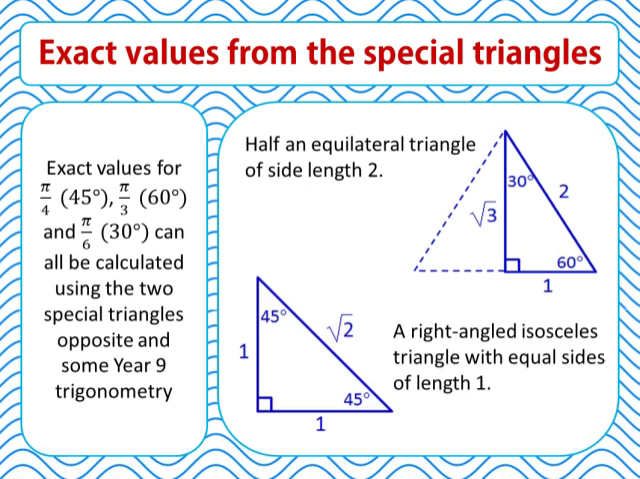The second of the special triangles is a right-angled isosceles triangle with equal sides of length 1. So being a right-angled isosceles triangle, clearly it has a right angle and the other two angles must be equal, so they are each 45 degrees. And the two equal side lengths are 1, and again Pythagoras' theorem can be used to calculate that the hypotenuse length in this triangle will be root 2.